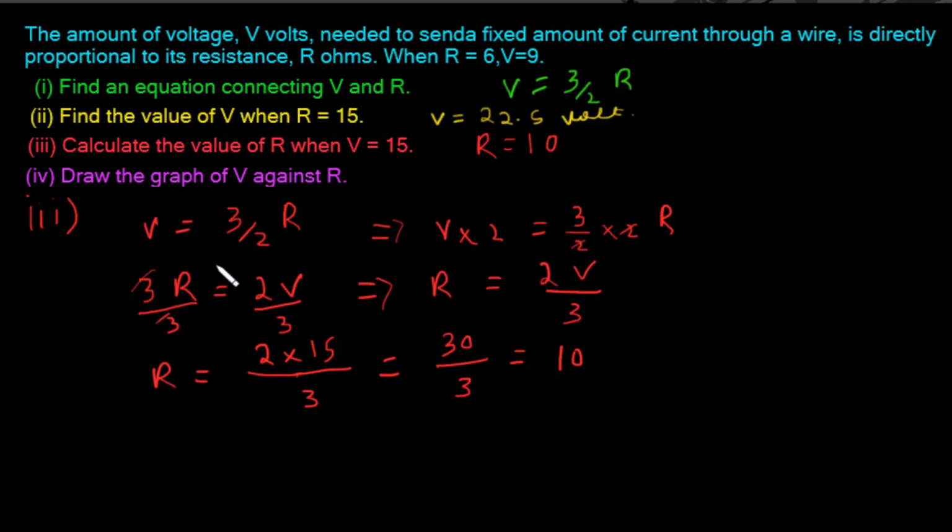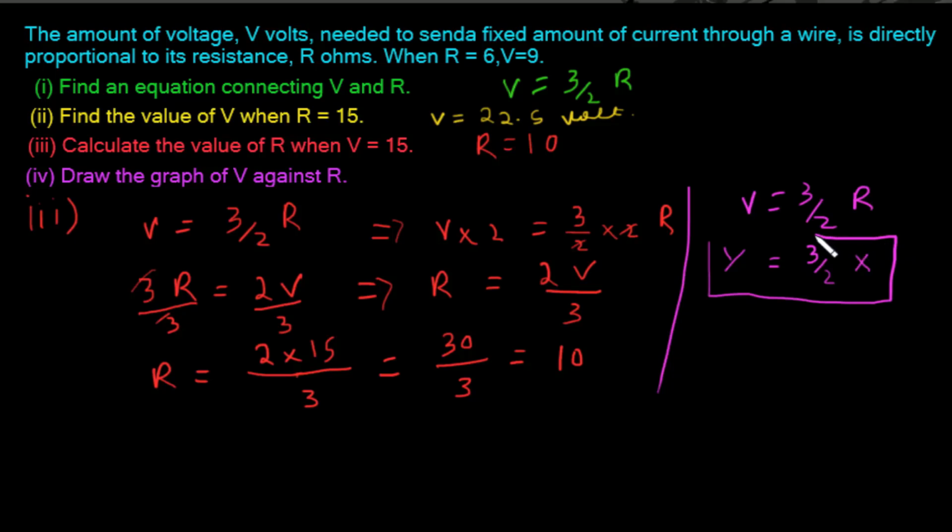Now for this fourth part, draw the graph of V against R. As we know this master equation that V is equal to 3 by 2 times R. As I have to draw the graph of V against R, I will draw V along the y-axis and R along the x-axis, and the constant will be as it is. Now it's time to draw the graph equivalent to this equation V is equal to 3 by 2 times R, and we are using GeoGebra to draw it. So it's time to go there and write this equation.